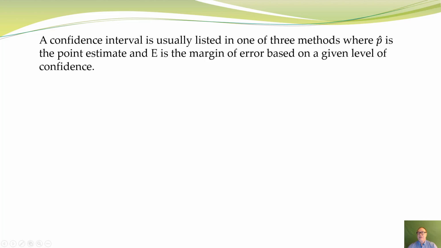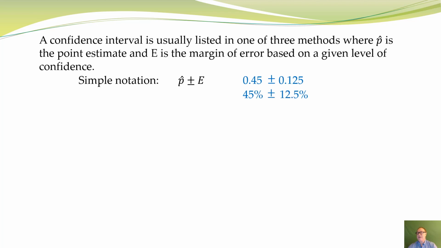A confidence interval is usually listed in one of 3 methods, where p hat is the point estimate and E is the margin of error, based on a given level of confidence. The simple notation would be p hat plus or minus E. An example of this would be 0.45 plus or minus 0.125. This notation doesn't make a whole lot of sense to a lot of people, so let's change it. A proportion can be based in percent, so this would be the same thing as saying 45% plus or minus 12.5%. That would make a little more sense to most people. Either way, it could be written as a decimal or as a percent. They both have the same meaning.